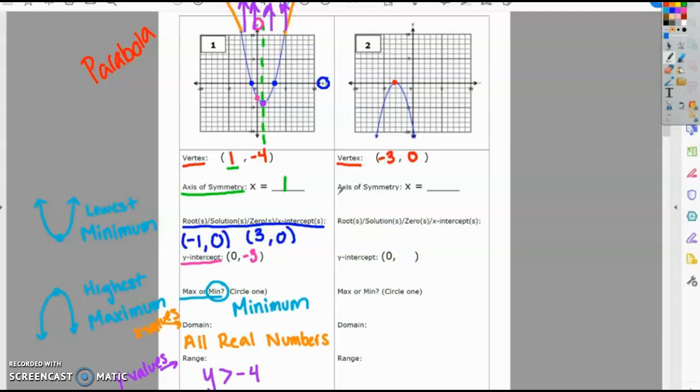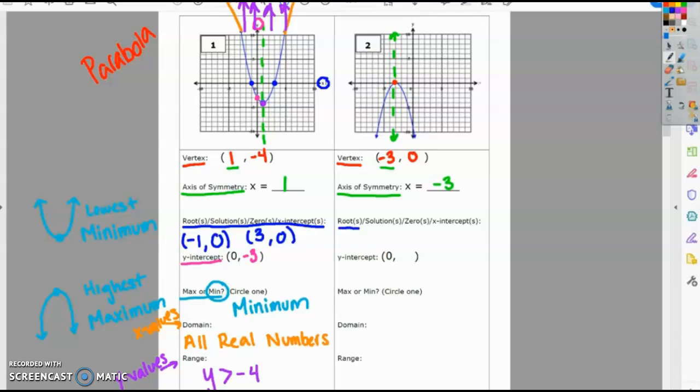The axis of symmetry, remember that's the line that goes through that point. So just like that. And remember it's the x value of the vertex, so x equals -3. And remember the reason that it's always the x of your vertex is because your axis of symmetry goes through your vertex.